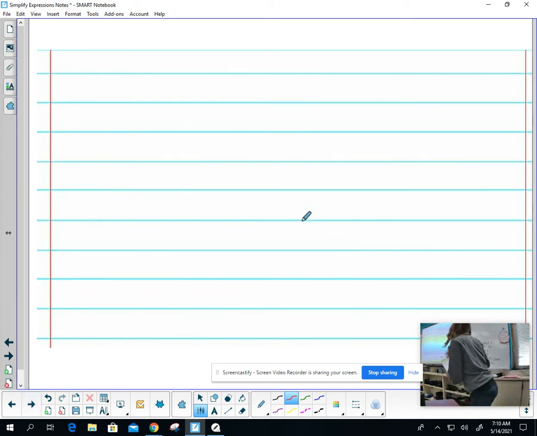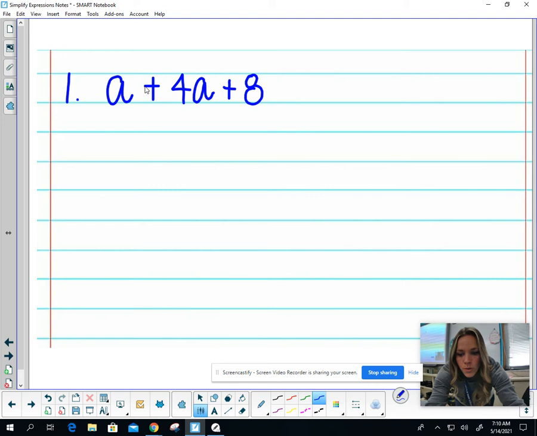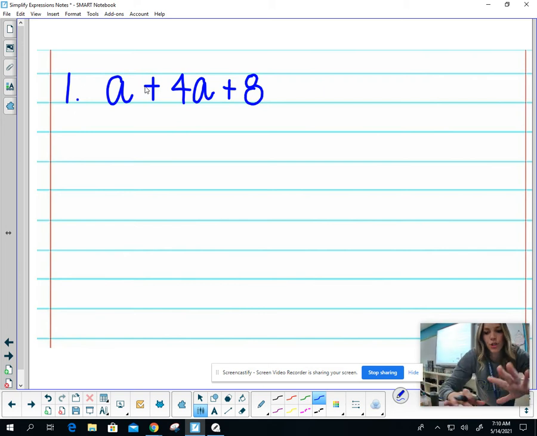Example 1: A plus 4A plus 8. Notice as you are writing, I am on one line in my notes. I'm on one line, so I'm not taking up a ton of space. There's just no need. We're going to keep all of our notes in this notebook, so we're very organized.